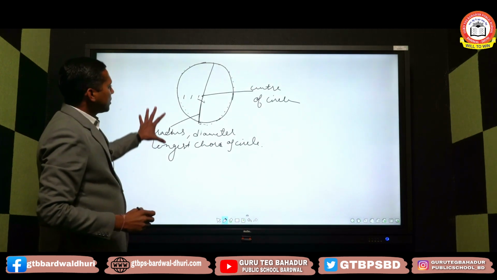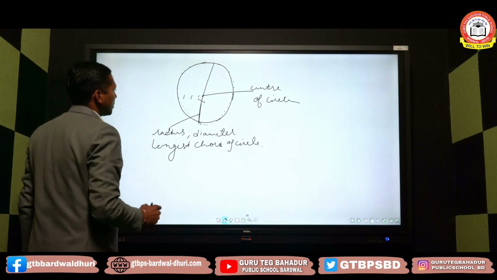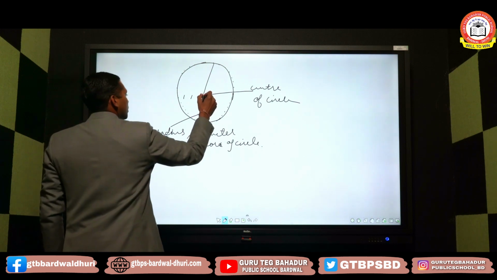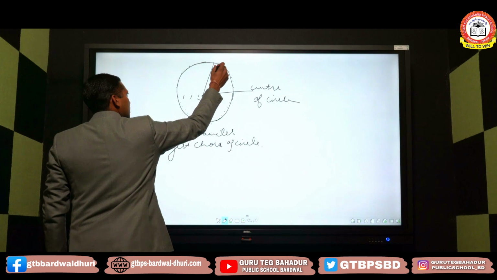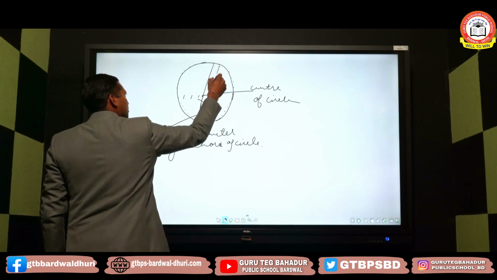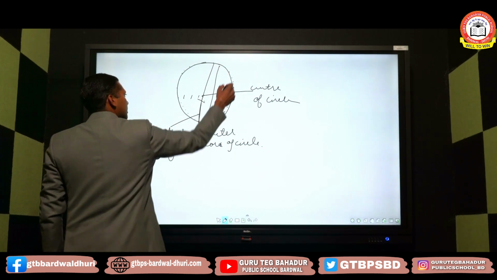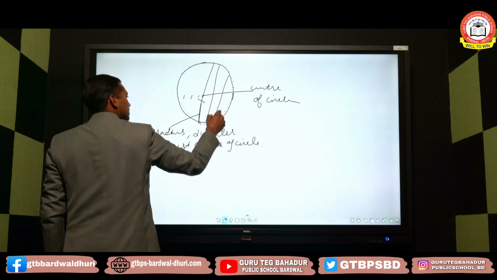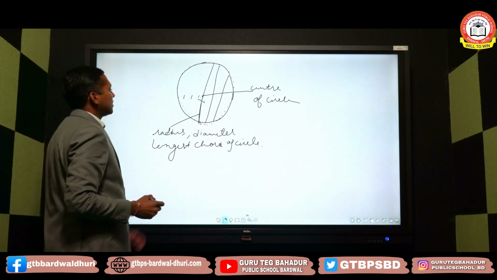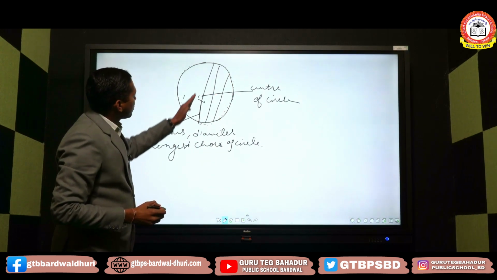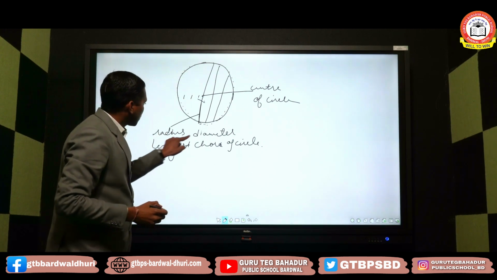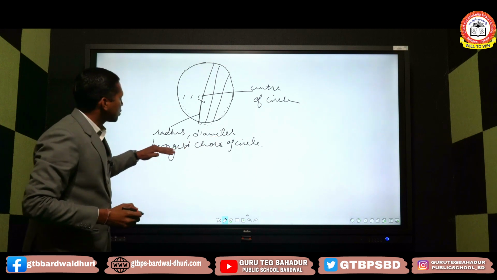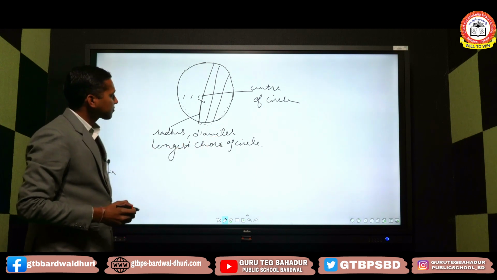Now come to the chord. A chord is a line which does not pass through the center of the circle and joins one point to another point. But if a line passes through the center of the circle to join its boundary, that is called the diameter, as well as the longest chord of the circle.